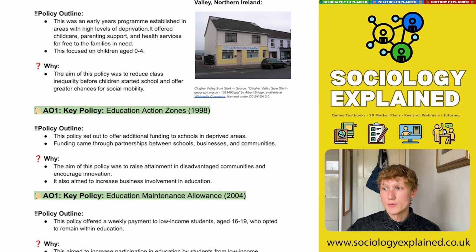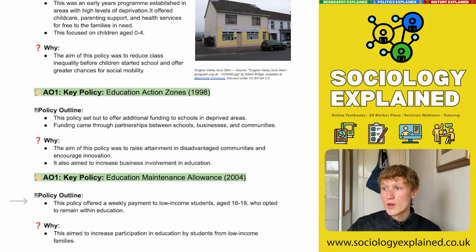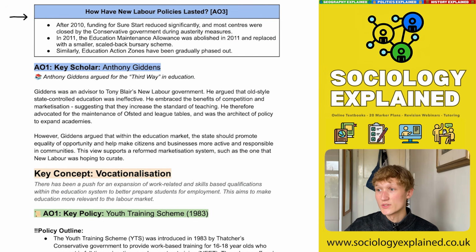You then have the Education Maintenance Allowance of 2004. So this was a policy that would have students from low income families aged 16 to 19, if they decided to stay in education after 16, they could receive a weekly payment for doing so, which was designed to give these students from low income families an incentive to stay in school rather than just to leave and get a job, which once more was to hope to increase the educational levels of people from low income families. So it's worth reflecting on how well these policies have lasted.